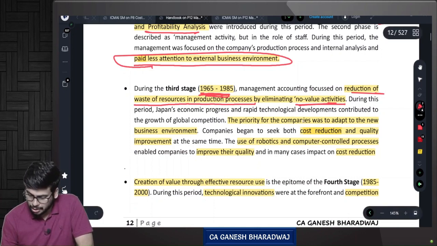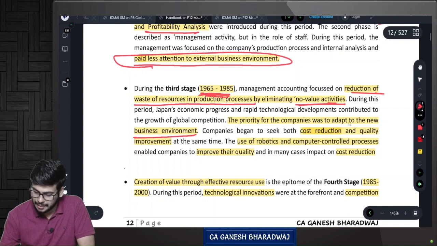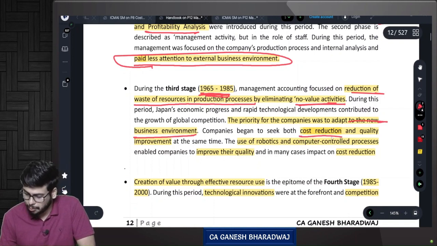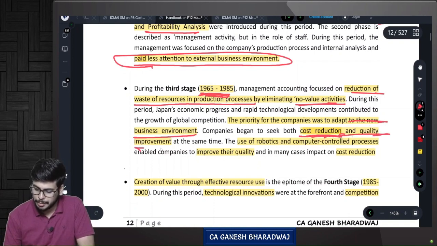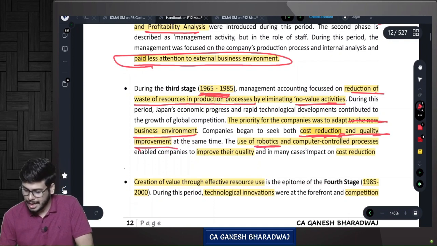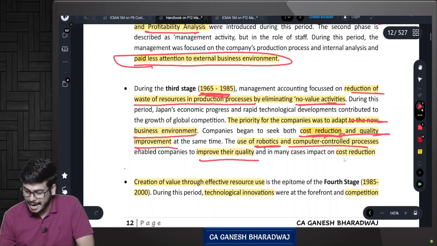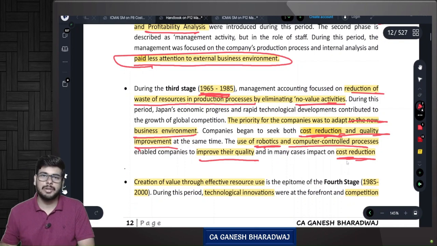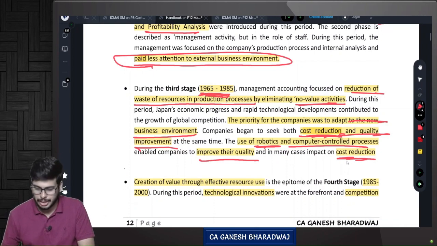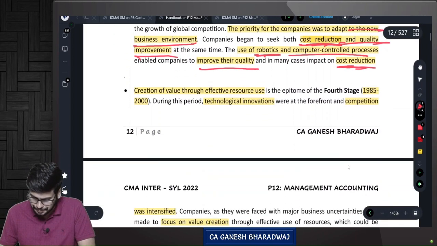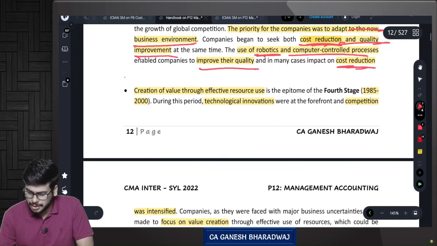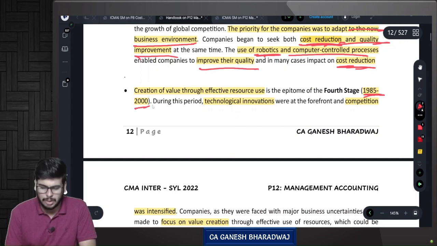The priority for the companies was to adapt to the new business environment. So companies began to seek both cost reduction and quality improvement at the same time. The use of robotics and computer controlled processes enabled the companies to improve their quality, and in many cases it had an impact on cost reduction. So if you remove all your non-value added activities, obviously you come up with cost reduction. And now in the fourth stage, that is 1985 till date, they have mentioned here 2000, but on the top they have mentioned till date. Actually, it's till date only.